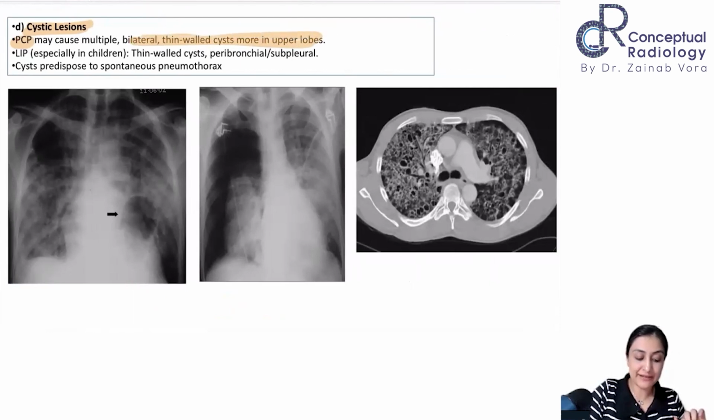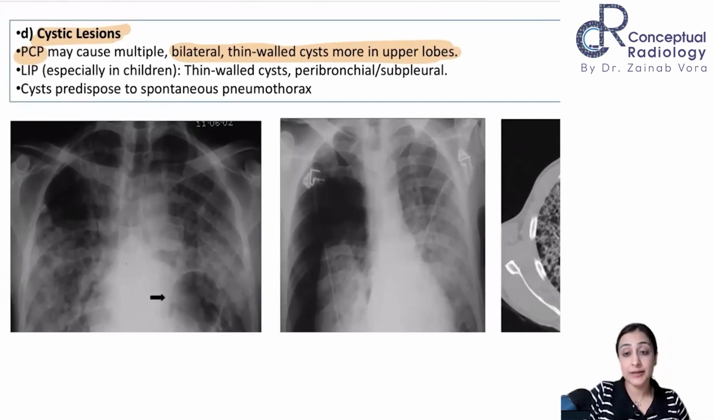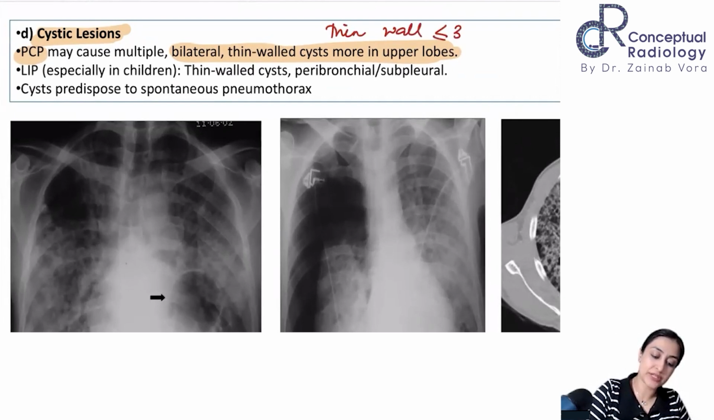Can somebody tell me the definition of a cyst versus a cavity? What is a cyst? It has a thin wall, right? So what is a thin wall? Very good. Any wall less than 3 mm. So it will have a thin wall less than or equal to 3 mm. They take less than or equal to 2 mm. More in the upper lobes.